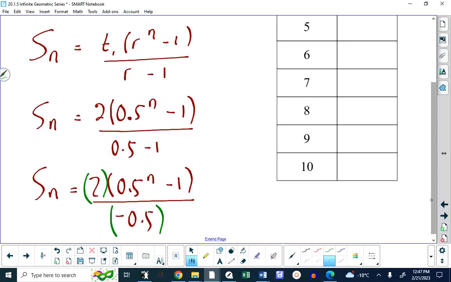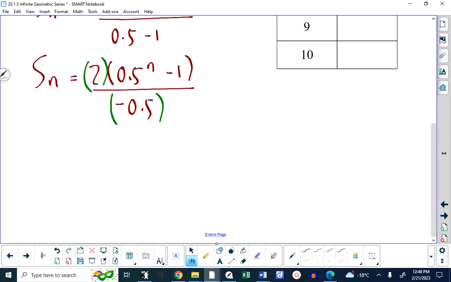Am I right, or am I out in left field here? 2 divided by negative 0.5 is negative 4. So what we have now is S sub n equals negative 4 times 0.5 to the n minus 1. And we could end there. I'm going to go one step further.